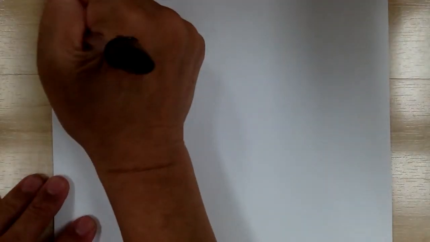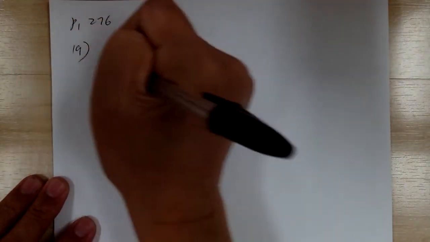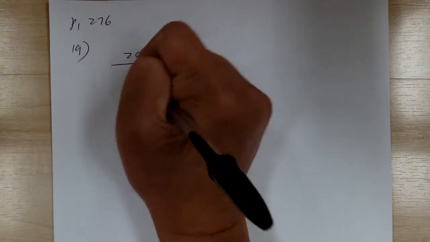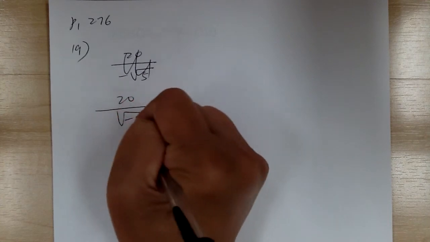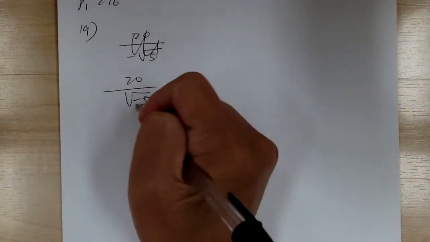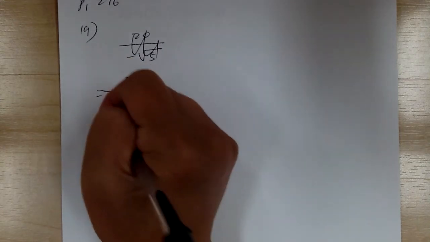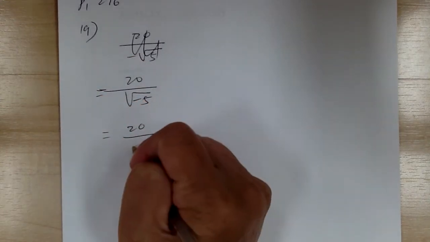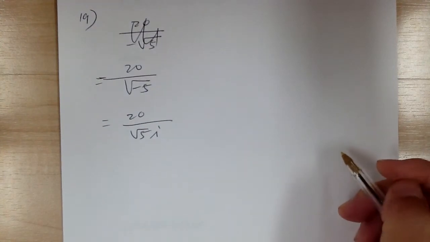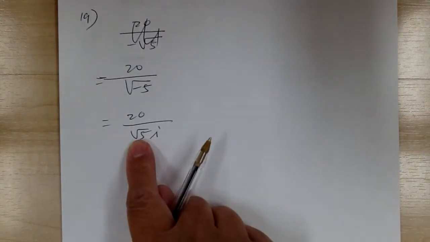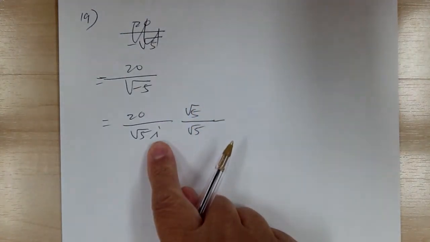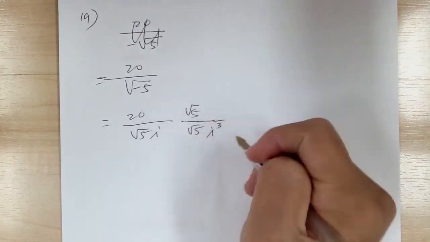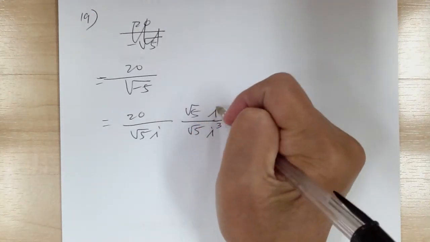Let's go to 19. You got 20 over the square root of negative 5. You can separate the two parts, so you're going to get 20 over square root of 5 i. To get rid of the square root of 5, I need to multiply by square root of 5 over square root of 5. To get rid of the i, I'm going to multiply by i to the 3. Again, you can multiply by i, but I like to do it with i to the 3.